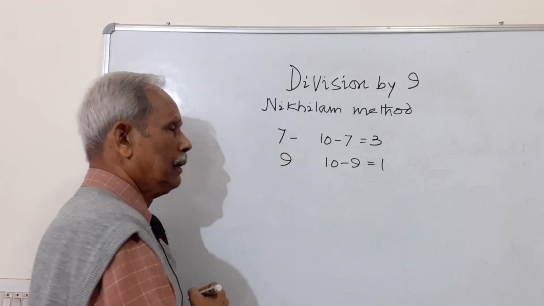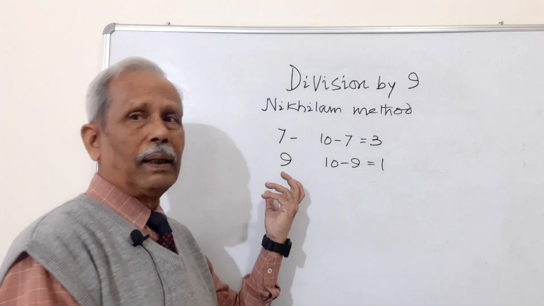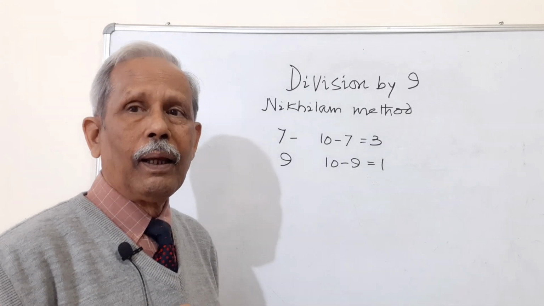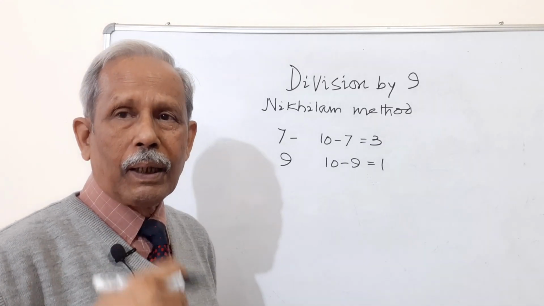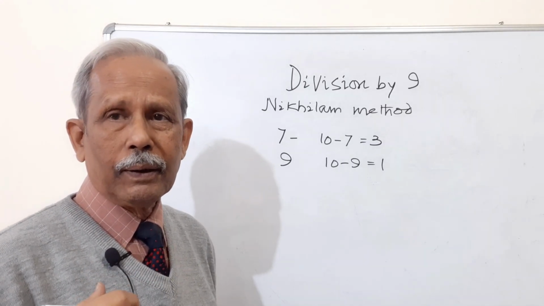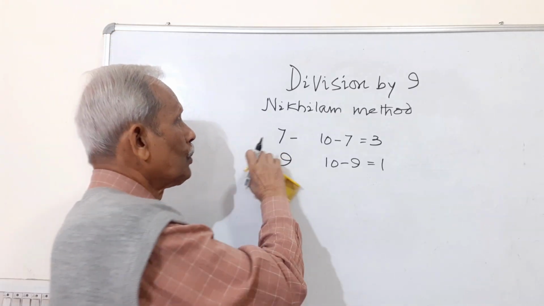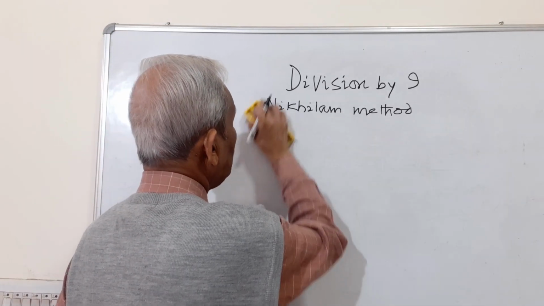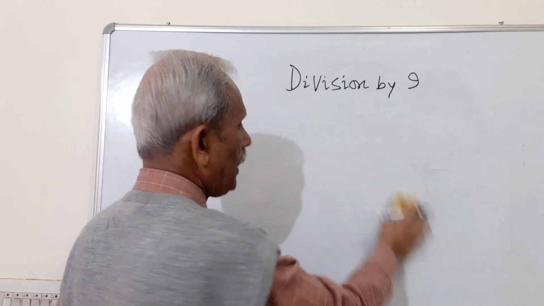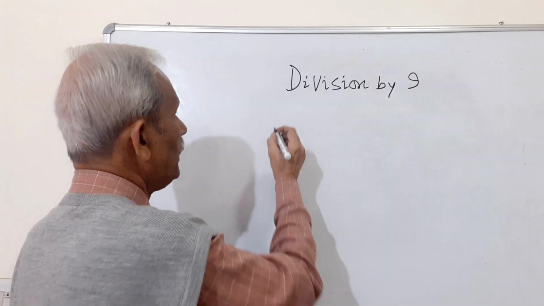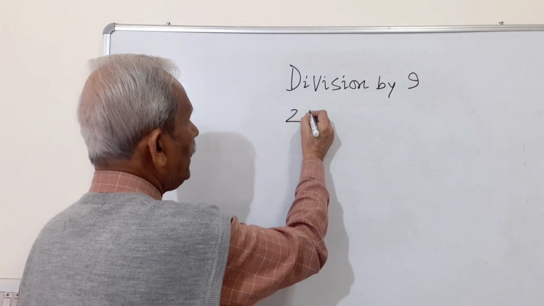Remember this. While doing division by the Nikhilam method, you have to remember very well what the complement of the number by which you are going to divide, the divisor, is. So, with that, let me start the division by 9. Let us take an example. Suppose we want to divide 21 by 9.